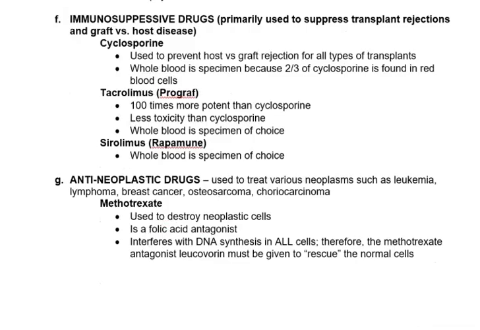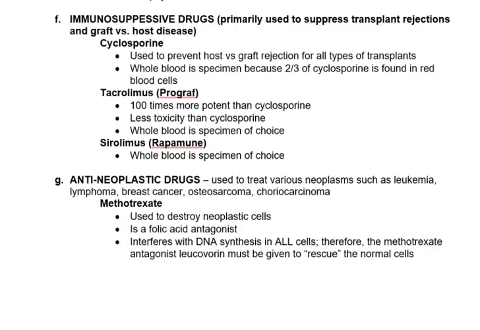This category is our immunosuppressive drugs. These are primarily used to suppress transplant rejections in our graft versus host disease patients. It's used to prevent host versus graft rejections for all types of transplants. Whole blood is the specimen because two-thirds of cyclosporin is found in red blood cells. Next in this category is tacrolimus. It's 100 times more potent than cyclosporin. It also has less toxicity than cyclosporin, and whole blood is the specimen of choice. Sirolimus is the last one in this category, and whole blood is also the specimen of choice.